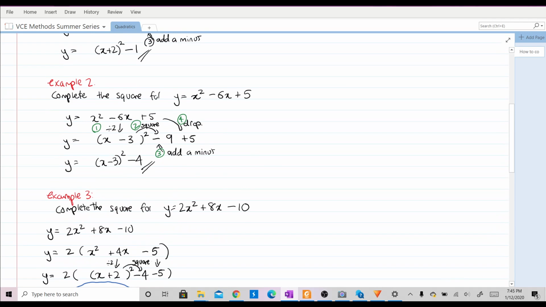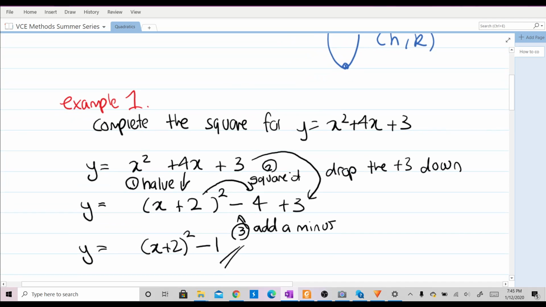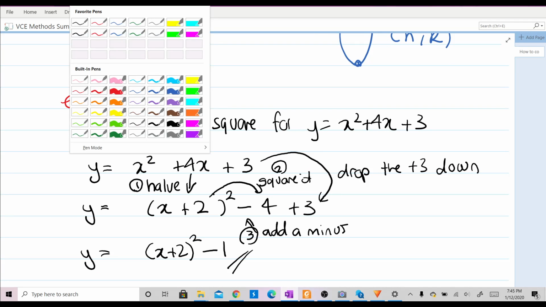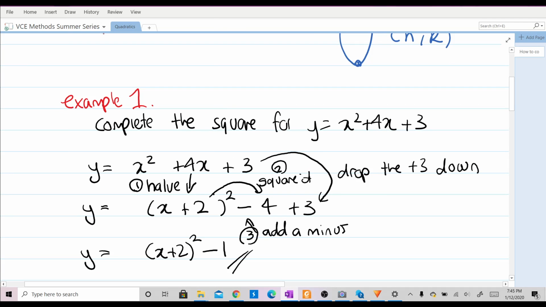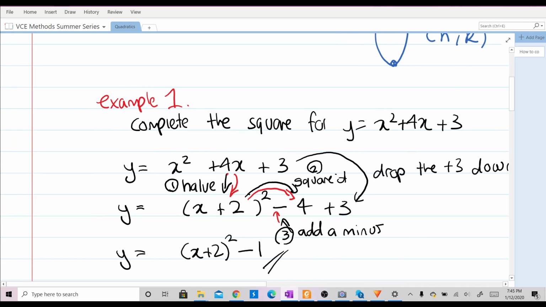Just to recap briefly, the process again to complete the square is to write it in the correct form. Then we're going to halve the number, so divide 4 by 2. We're going to square the 2 to become a 4, add a minus to it, and then drop that 3, or whatever number it is, down, and we have our final answer after we simplify.